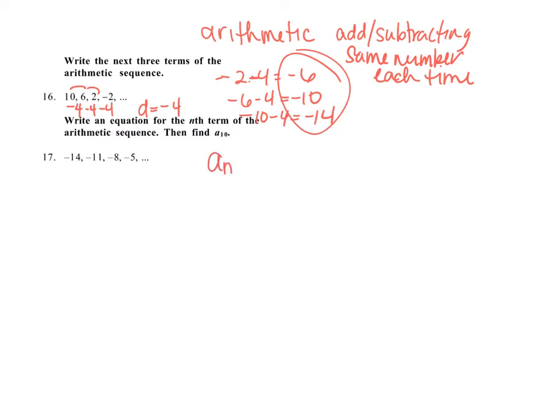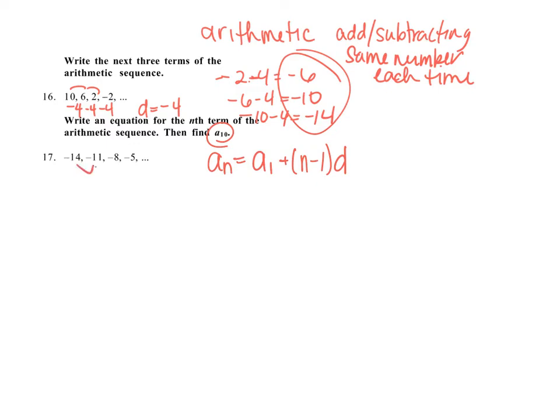Now when we want to write the equation for the nth term, we have this formula: an. That means any term we want. an equals a1, where a1 is the first term, plus n minus 1, the number of the term I want, times d, the common difference. And then it says find a10. That means find the 10th term.